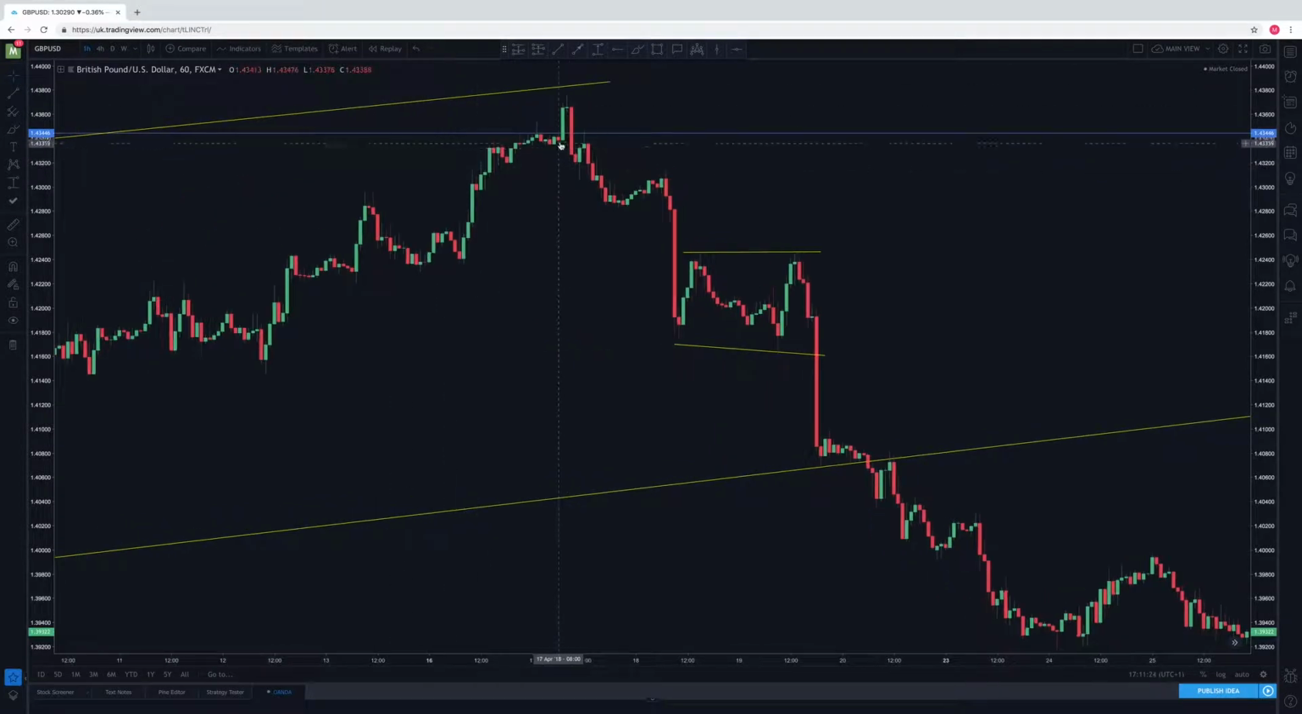It's the psychology of what it's doing. It's getting people caught on the wrong side and then coming straight back into the pattern. It's the same thing here.